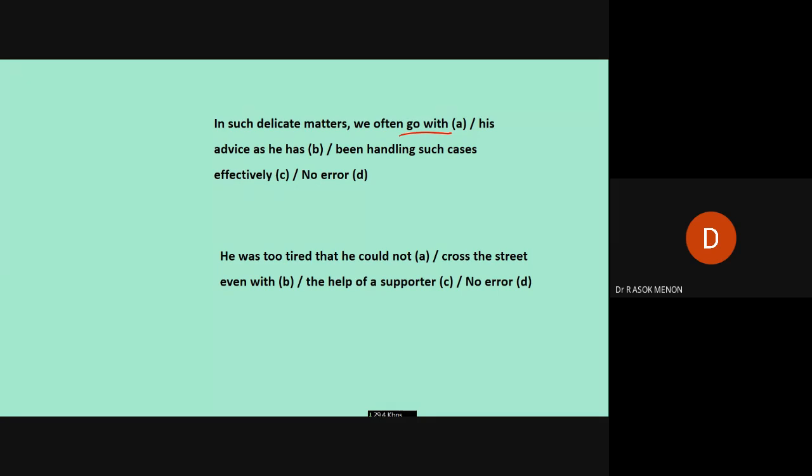So go is a regular verb and everybody is familiar. But when the same go goes with prepositions, particular prepositions, they take different meaning. It is not the meaning of go. Instead, go with, for instance, means match. Go with means match. Means to be suitable. Go with means match. To be suitable.